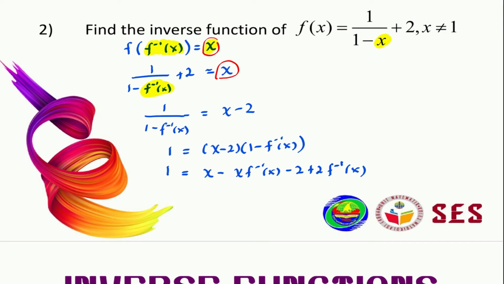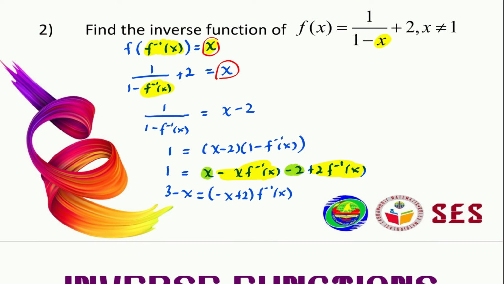So let us try to look here. This one we have x only, and we have minus 2. We will move that x and minus 2 to the left hand side, so that we have 3 minus x. And then what we have now is negative x times f inverse(x) plus 2 times f inverse(x). We need to factorize these two, so let us write as (negative x plus 2), and in bracket what we have is f inverse(x).